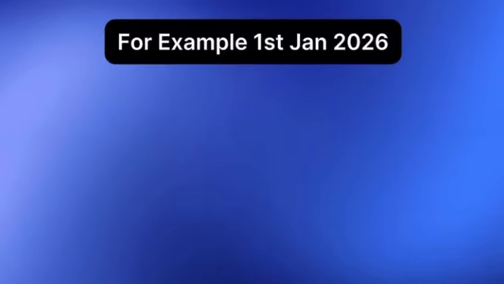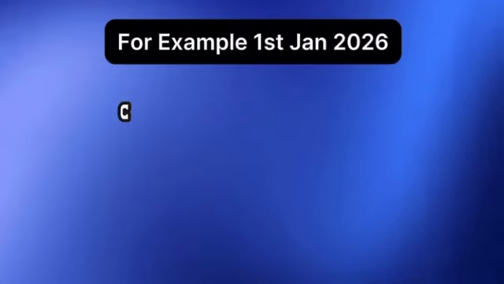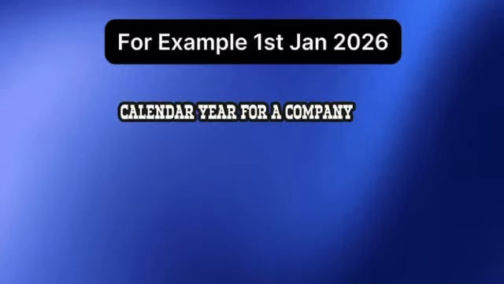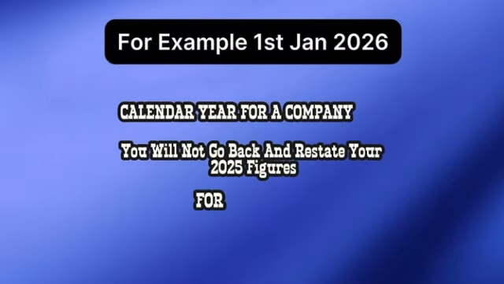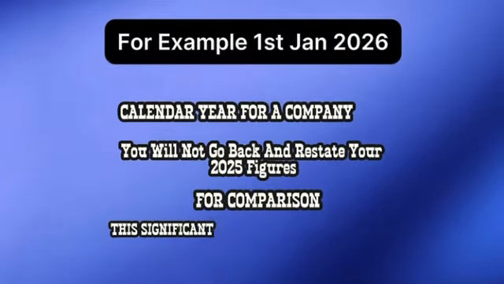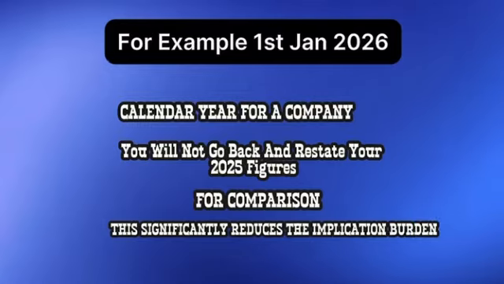For example, 1st Jan 2026 is the start of the year for a calendar year company. You will not go back and restate your 2025 figures for comparison. This significantly reduces the implementation burden.